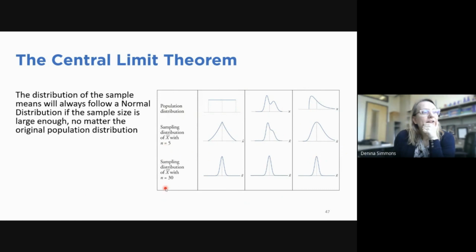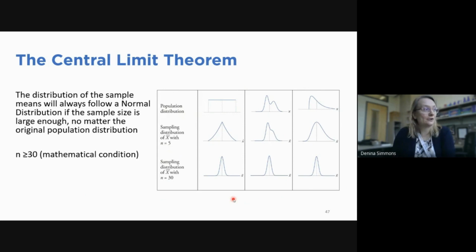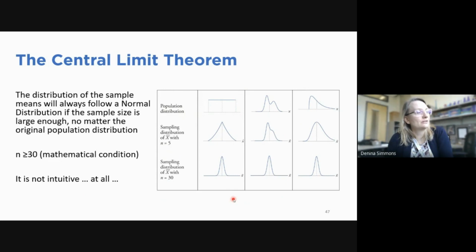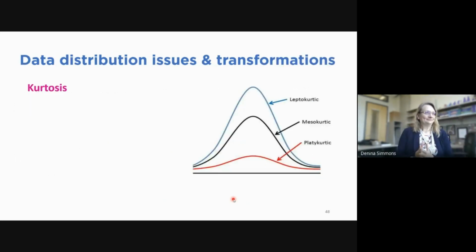If your N increases to 30, the actual distributions start to look the same. I'm not sure how this is possible because I've never actually done it, but someone's done the math and says this is how it works. Basically the central limit theorem, a mathematical condition, says that if your N is greater than or equal to 30, you will have a normal sampling distribution. But like I said, this really isn't intuitive to me. When I think about this, I'm like, no, this can't be true. But someone's worked this out.